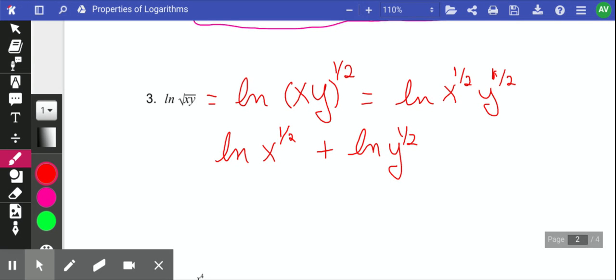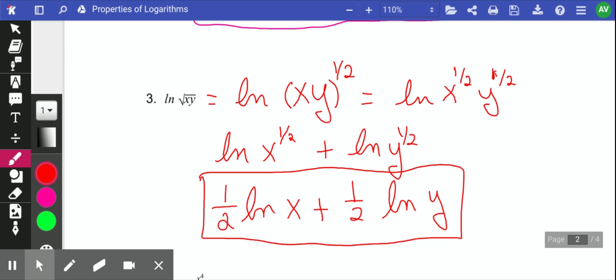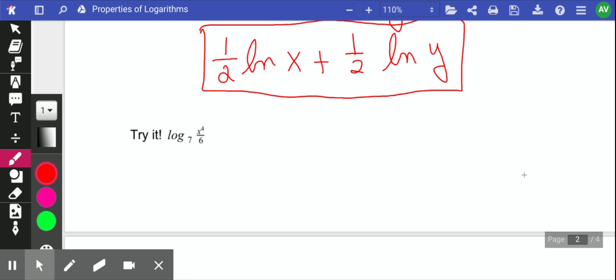And then I'm going to bring these exponents to the front. So that's going to be 1/2 times the natural log of x plus 1/2 times the natural log of y. And that's my final answer. Okay? All right, you're ready to try one. Give this one a go.